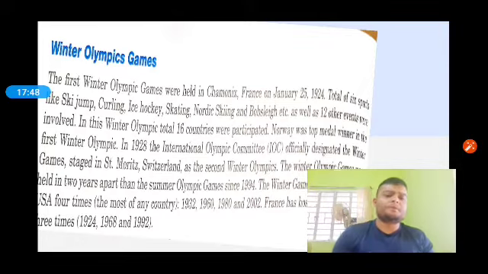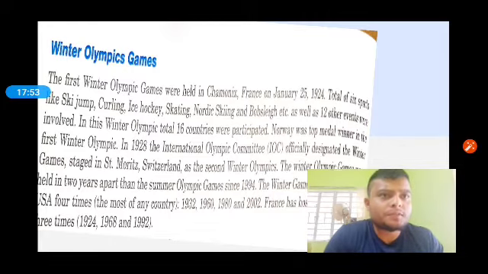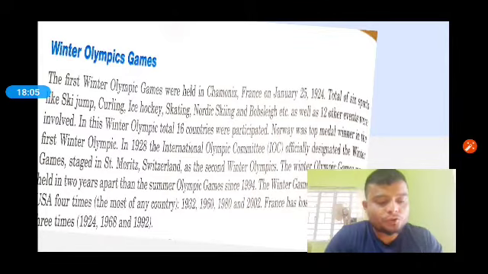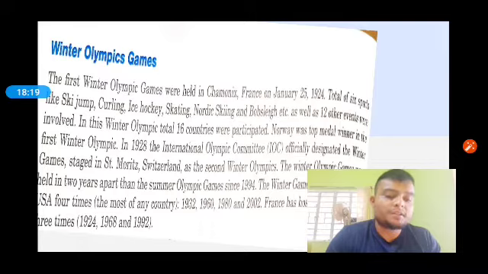Now the Winter Olympic Games. So this was held in France. Winter Games were games which require snow, like ice skating, right? So those are the Winter Olympic Games. It was held in Chamonix, France, and 6 sports were there: ski jump, curling, ice hockey, skating, Nordic skiing and bobsleigh, and 12 other events were also there. So mainly the sliding and skiing on the snow, such type of events are held during the Winter Olympic Games.